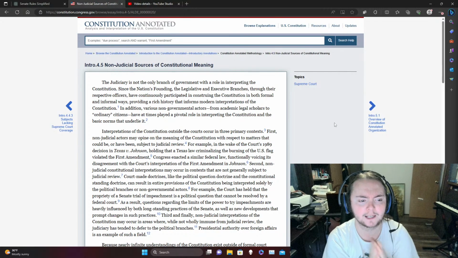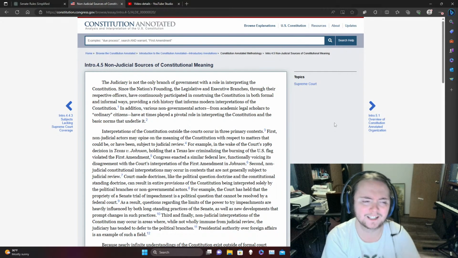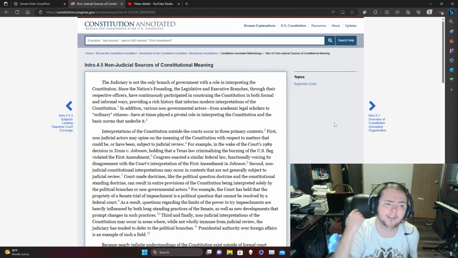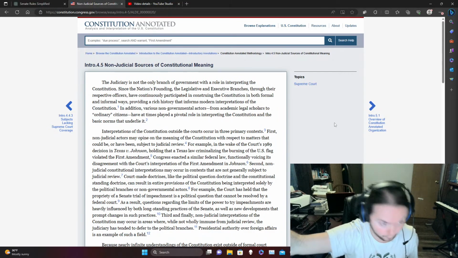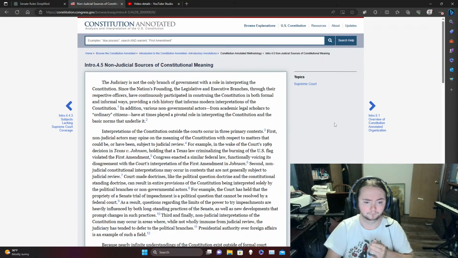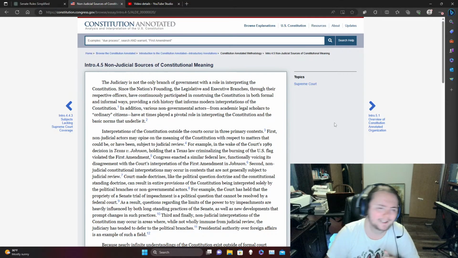The judiciary is not the only branch of government with a role of interpreting the Constitution. Since the nation's founding, the legislative and executive branches, through their respective officers, have continuously participated in construing the Constitution in both formal and informal ways, providing a rich history that informs modern interpretations of the Constitution. In addition, various non-governmental actors, from academic legal scholars to ordinary citizens, have at times played a pivotal role in interpreting the Constitution and basic norms that underlie it.